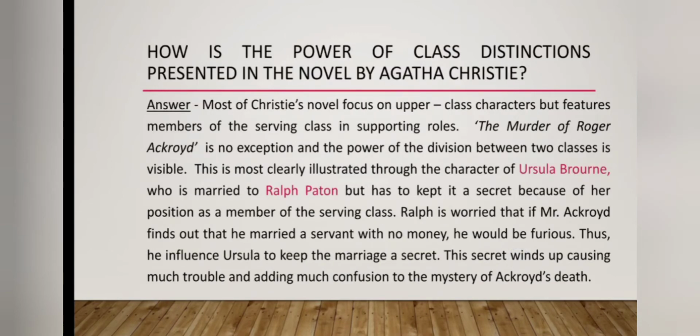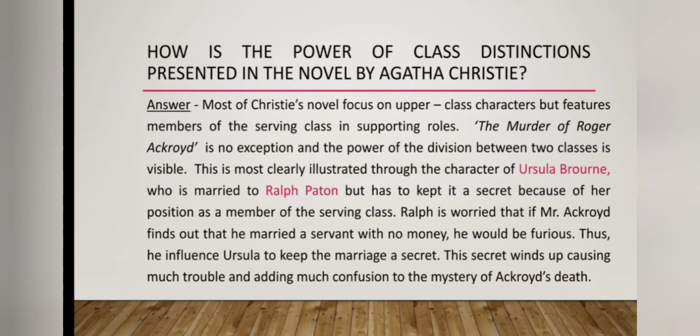So the next question is, how is the power of class distinction presented in the novel by Agatha Christie? Most of Christie's novels focus on upper class characters, but feature members of the serving class in supporting roles. The Murder of Roger Ackroyd is no exception, and the power of the division between the two classes is visible. This is most clearly illustrated through the character of Ursula Bourne, who is married to Ralph Paton, but has to keep it a secret because of her position as a member of the serving class.